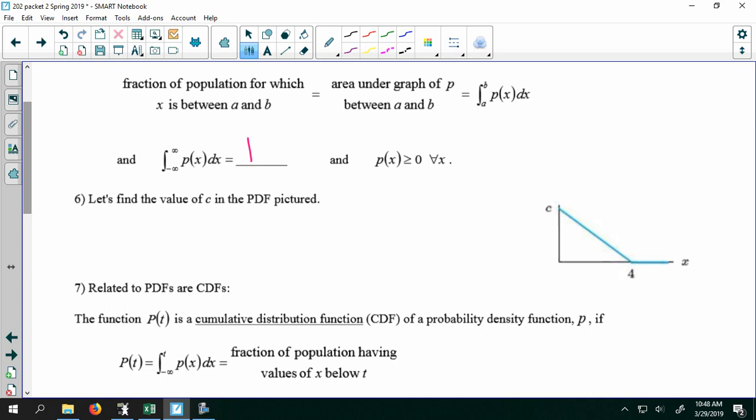Okay, so I've given you a PDF, which means we know that the area under the curve is 1, and we want to calculate C. The area under the curve is 1/2 times 4 times C, and that has to be 1 to make this a PDF. So we solve for C, and you get 1/2.